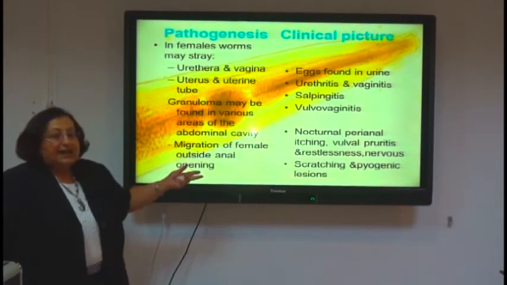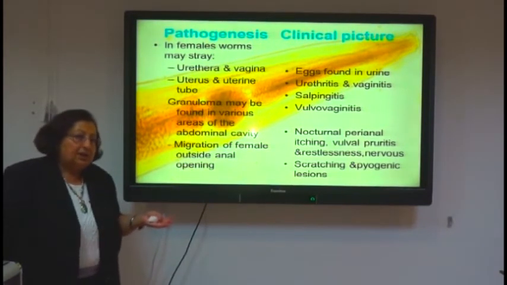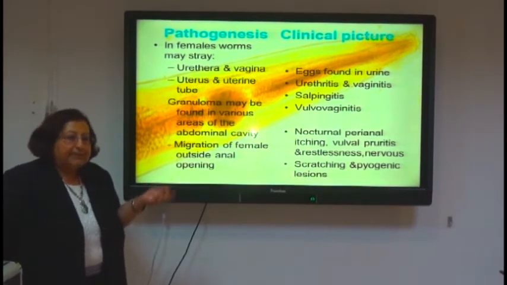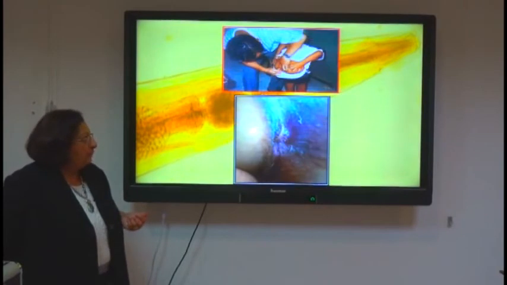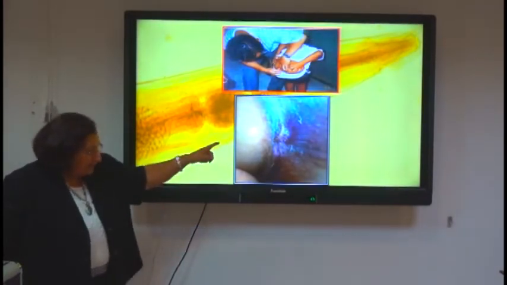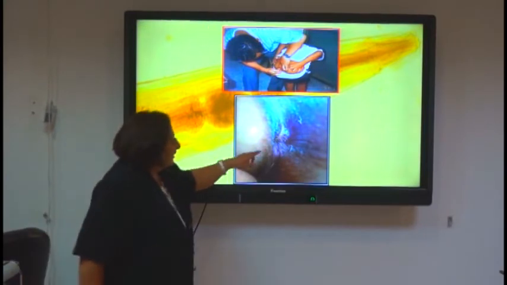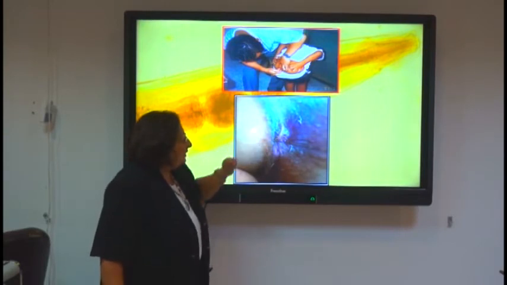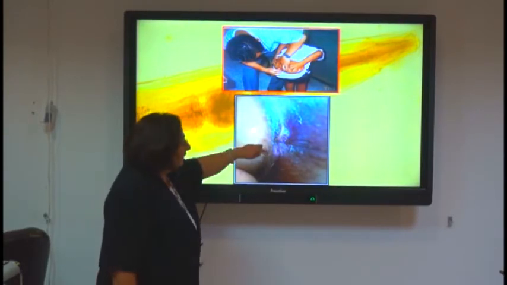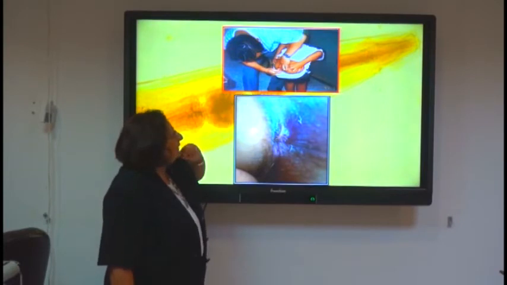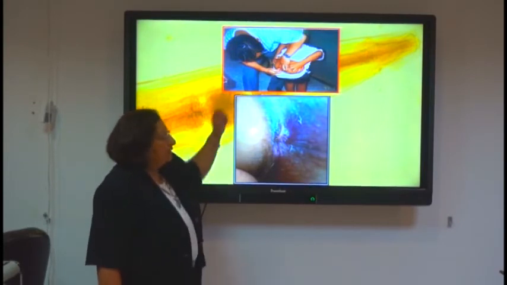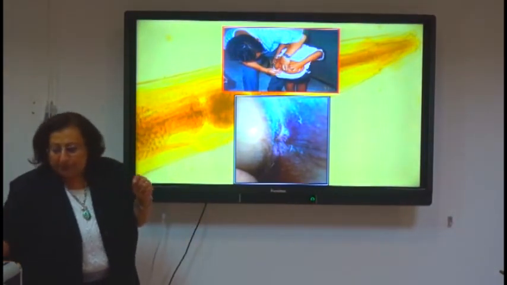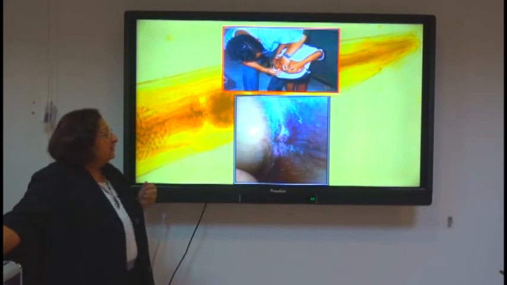Of course, with the scratching in this area, the hands are not clean enough. This causes pyogenic lesions, abscesses, and so on and so forth. This is the anal region. As we see, these are the worms. They are around the anal region in the anal folds, and this diagram shows a doctor or a technician trying to examine this area, and we will see how it is examined in a few moments.